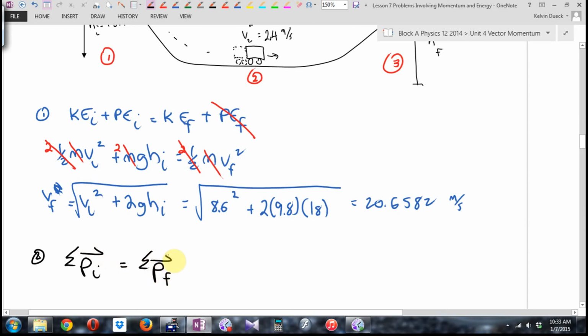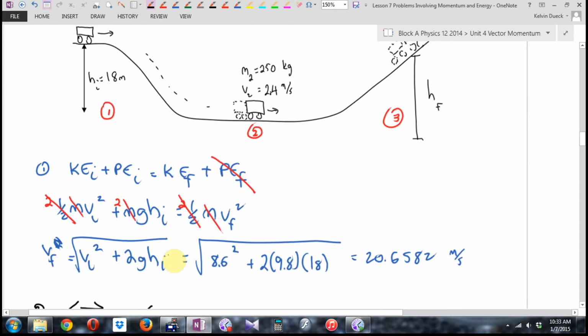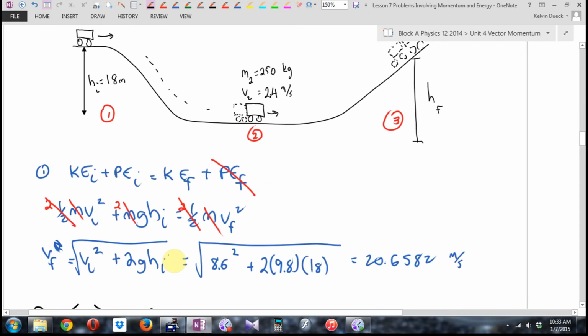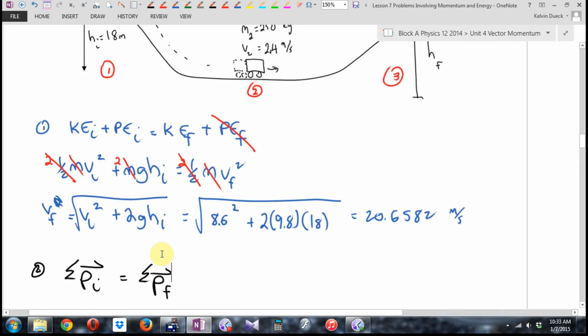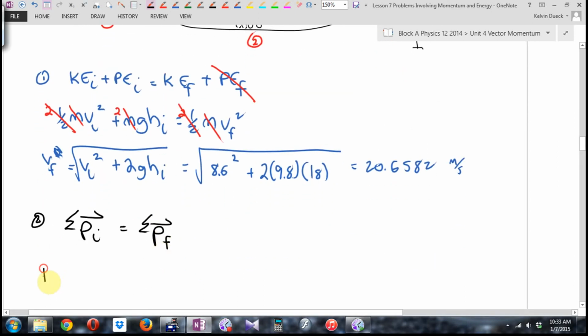Before the collision, what's moving? Mass 1, mass 2, or both? Both! Oh, the second car wasn't stationary. I can see that from that wonderful diagram that Mr. Dueck drew. There's a little V there. So I'm going to have momentum 1 initial and momentum 2 initial.